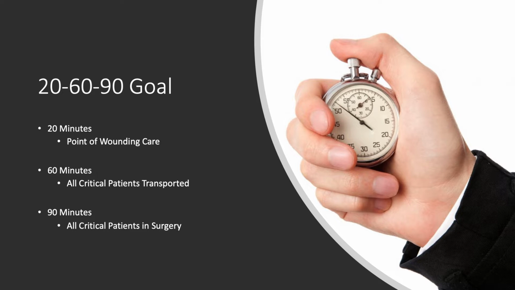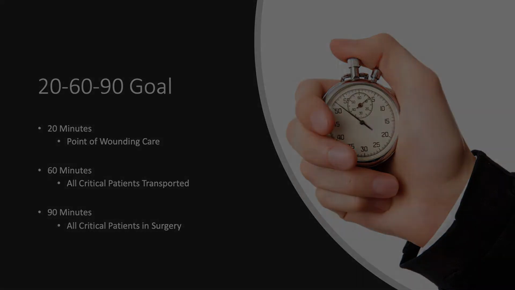Now, when it comes to the 90 minutes patient being in surgery, there's not a lot we can do there to make them get into the ER faster, the OR faster, other than recognizing them on scene and getting them off scene quicker. So by being faster with the 20 and the 60 minutes, we provide them more of a buffer to get within that 90-minute goal in the surgical suite.